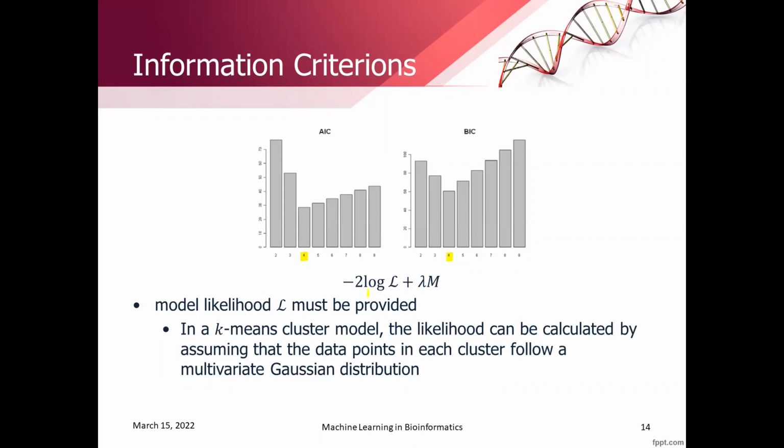Both these methods depend on computing the likelihood. And usually we assume that each cluster can be represented as a multivariate Gaussian distribution. But this is something which is not guaranteed. Okay, I will return to the problem of evaluating the quality of clustering later.